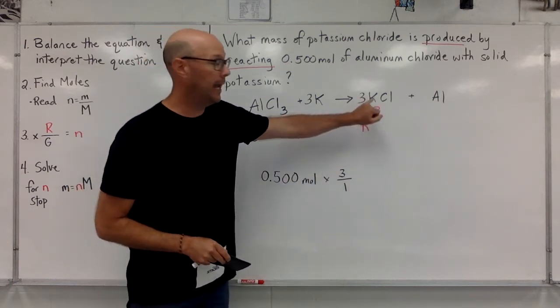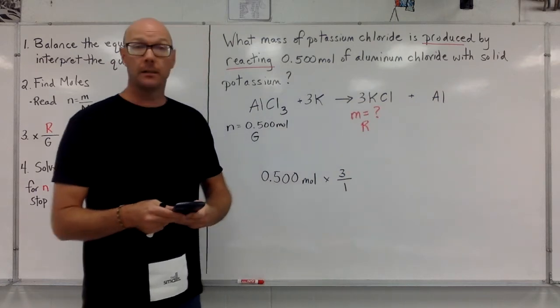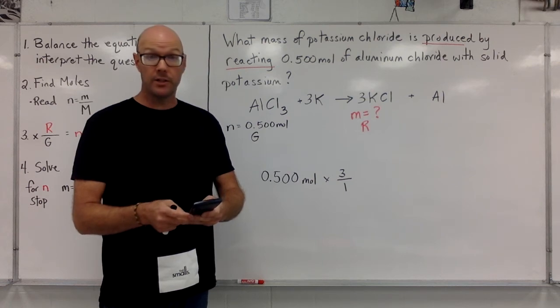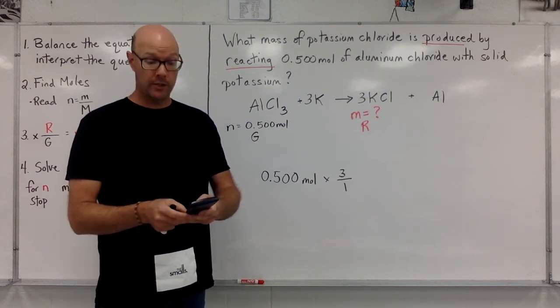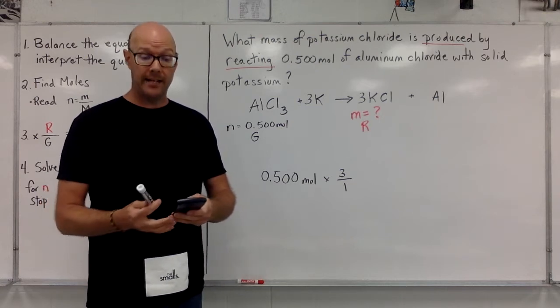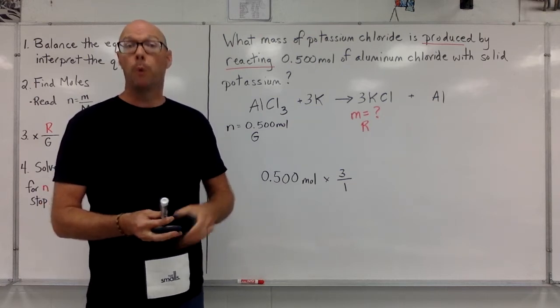This has 1 K and 1 Cl. Finding the molar mass, potassium, the data booklet tells me, is 39.10, and chlorine is 35.45. The molar mass of KCl is 74.55.